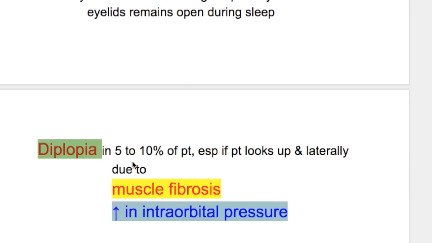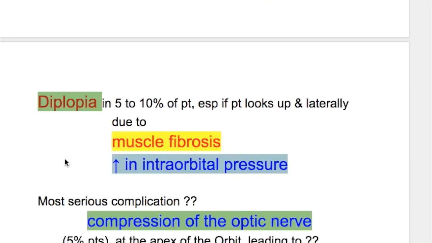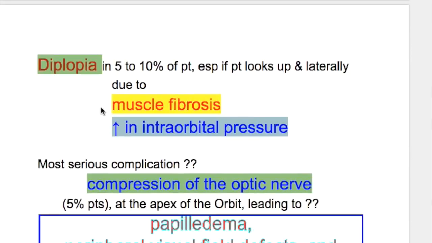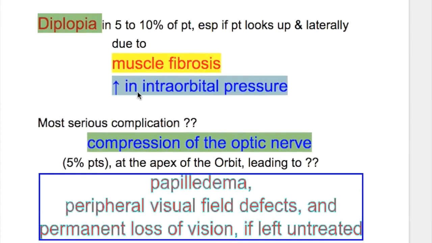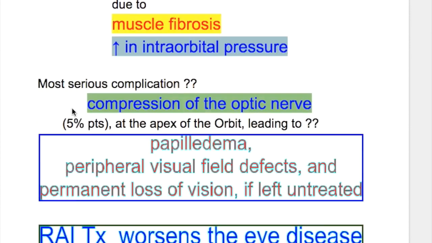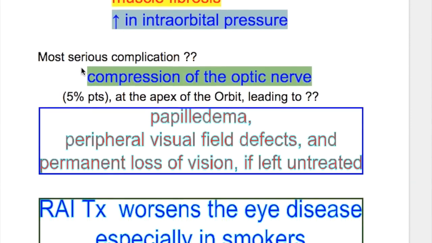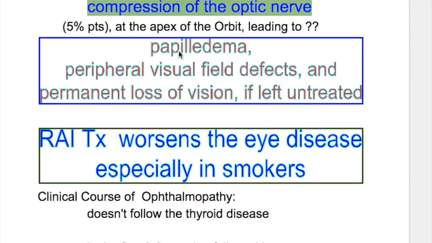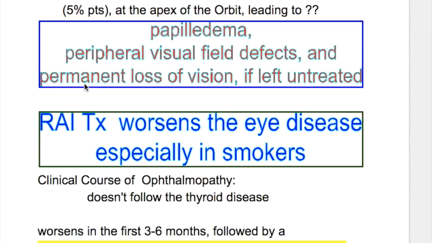What causes diplopia and in how many patients does it occur? Diplopia occurs in 5 to 10% of patients, especially if they look up and laterally, and this occurs due to muscle fibrosis and increase in intraorbital pressure. And what's the most serious complication? The most serious complication of exophthalmos is compression of the optic nerve. 5% of the patients have compression of the optic nerve at the apex of the orbit, leading to what? Papilledema, peripheral visual field defect, and permanent loss of vision if left untreated.